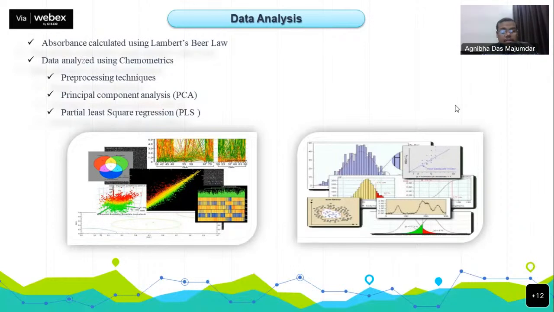Now the principal component analysis can classify the data, showing which particular wavelengths are important and which are not important. And finally, the partial least square regression is making the regression model.